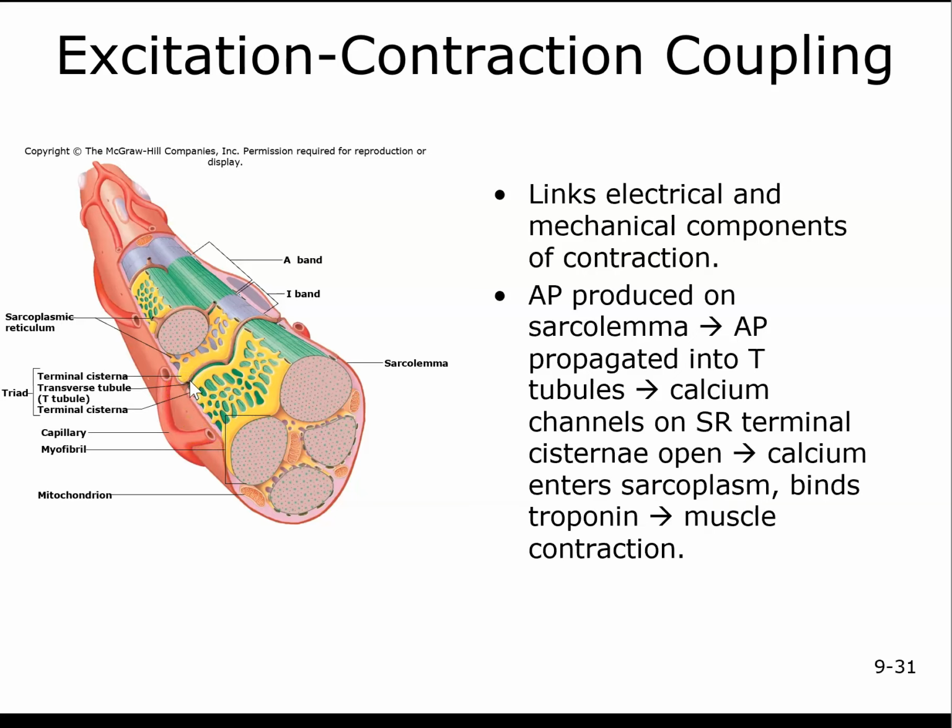It will then grab calcium from our SR, which is in yellow here, the sarcoplasmic reticulum, and that calcium enters the sarcoplasm, which would be in here, and binds to the troponin associated with the actin myofilament, shifts that tropomyosin we talked about, and the myosin head attaches to the actin and causes the muscle to contract.